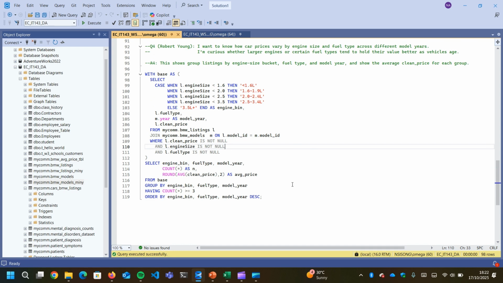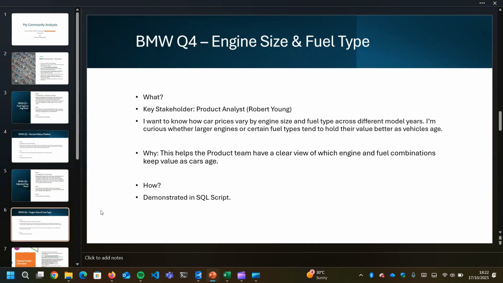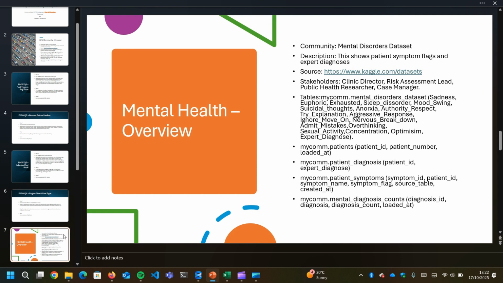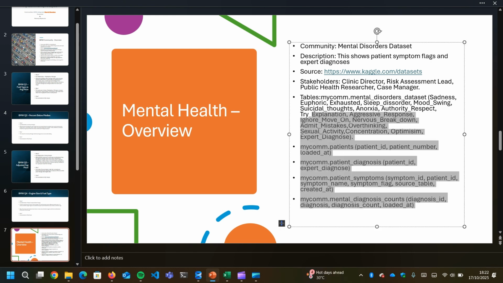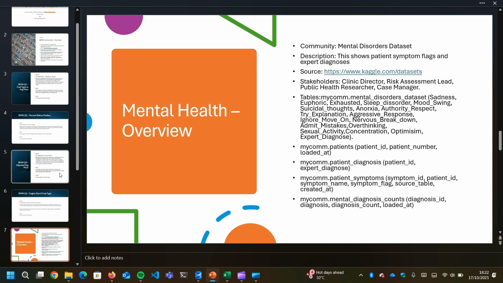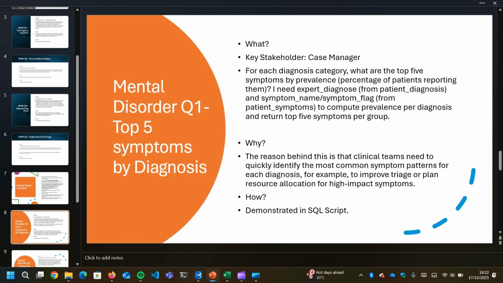So let's move over to the next question, which is my second community, the mental health disorder data set. So this is the overview. The community is the mental health disorder data set. The description: this shows patient symptoms, symptom flags, and expert diagnosis. I also got it from a Kaggle data set. So the stakeholders are the clinic director, risk assessment lead, public health researcher, and the case manager. These are the tables that I used all together. So I'm going to move over to the first question.